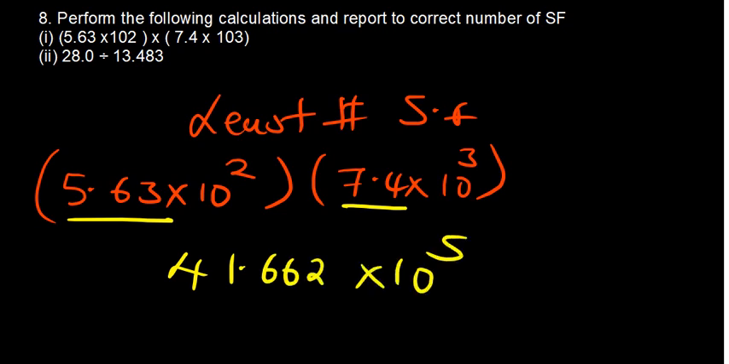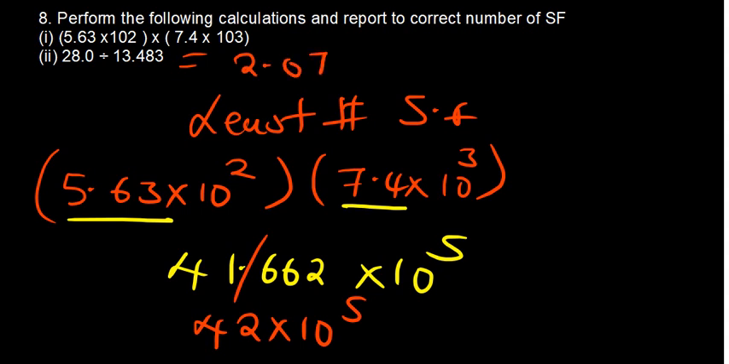Now the least number of significant figures is supposed to be 2. So our answer can be 42 times 10 to the power 5. That's very much okay. For the other one, where we have 28 divided by 13.483, we get 2.076689. The least number of significant figures is 3, so the answer is 2.08.